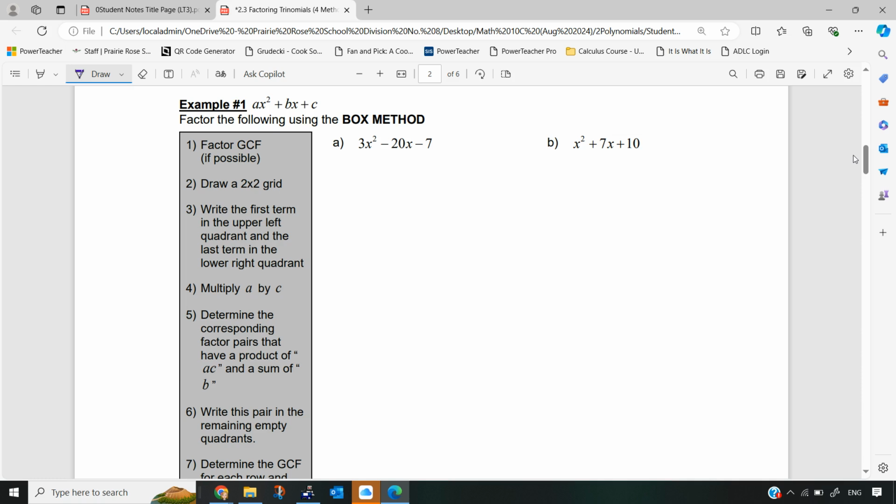Right, so our first method is the box method. Now, when we're working with the box method, ultimately what we're doing is creating an area model. For each of these examples, I have the steps written along the side, but I'm going to talk you through them as we're doing the examples. So first example is 3x squared minus 2x minus 7. We're going to start by creating a 2 by 2 grid, which will be our area model.